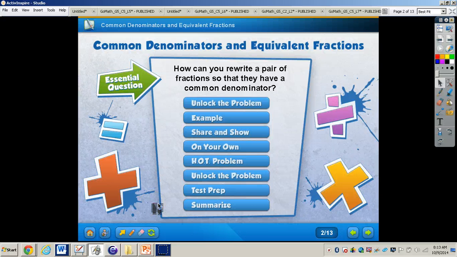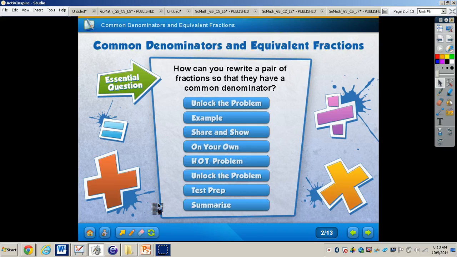In this video, we're going to be taking a look at common denominators and equivalent fractions. Now, the essential question that we are going to answer is how can you rewrite a pair of fractions so that they have a common denominator? Now, you will need to turn to page 255 in your Go Math book.